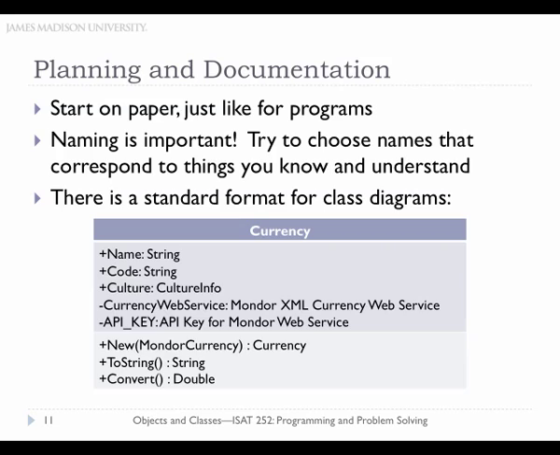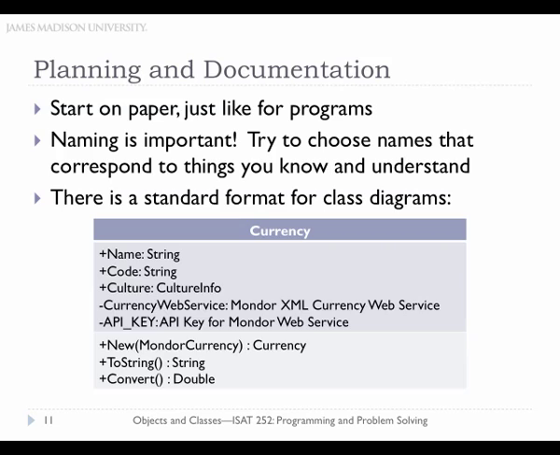Next, I have 2 private properties. One of the things I also realized about my currency class is that for me to convert one currency into another, I'm going to have to get up-to-date exchange rates. What better place to get exchange rates than the World Wide Web? So I went out on the web and I started looking for data services, web services that would provide me with the exchange rate information that I need, and I found this company called Mondor Software that has a fairly inexpensive currency web service that I decided to use for this application. In order to use the web service, I also have to have an API key.